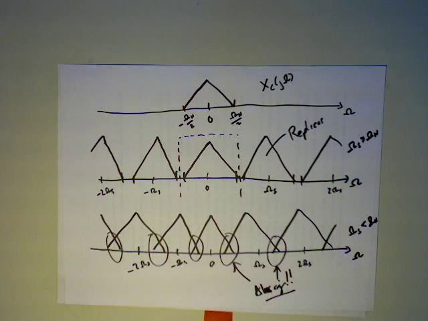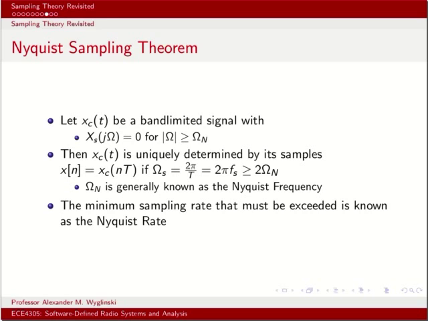So what we've just seen is what happens when you don't sample fast enough and you do not have enough information to recover a continuous time signal from its discrete time representation. We call that frequency omega n the Nyquist frequency, and from it we get something called the Nyquist rate. This Nyquist rate is quite critical, especially in applications such as software-defined radio, because what we're trying to do is take continuous time waveforms and signals from over the air and bring them down to baseband frequencies, which is still analog, and then sample them.